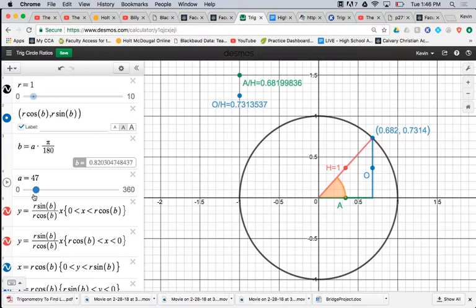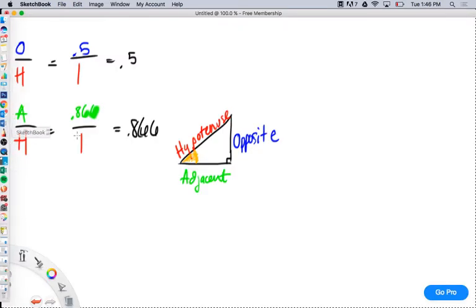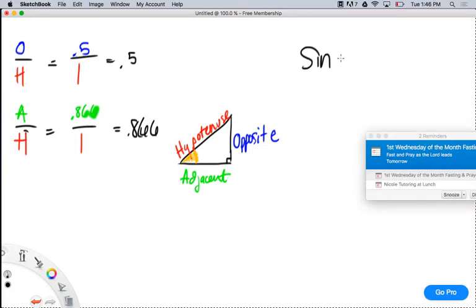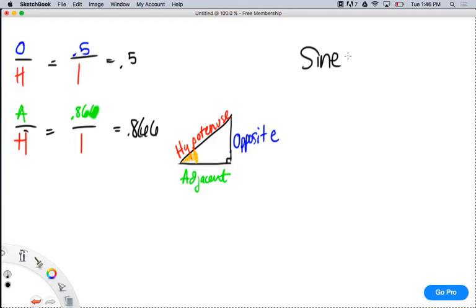It's dependent upon the size of the angle. See? The ratio is dependent upon the angle. Now, mathematicians don't like to be inefficient. So rather than saying the ratio opposite over hypotenuse all the time, they just say the sine of an angle. The sine of an angle is equal to opposite over hypotenuse. And instead of saying adjacent over hypotenuse, they say the cosine is equal to adjacent over hypotenuse.